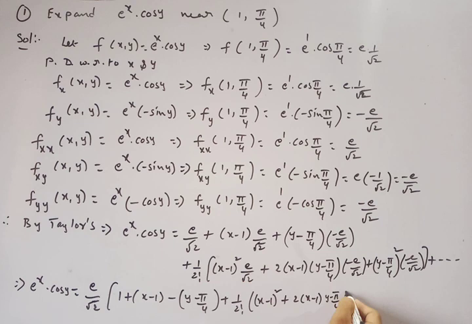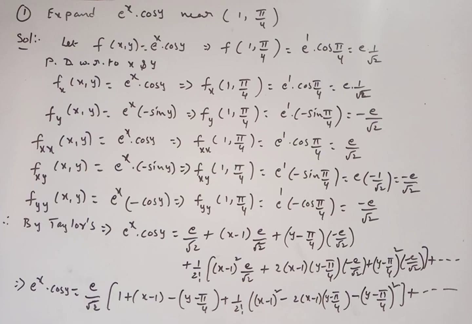This is minus, no? Plus into minus, minus, and here plus into minus, minus. This value is minus. Plus into minus, minus y minus pi by 4 whole square. Plus so on. This is the expansion of Taylor series for two variables.